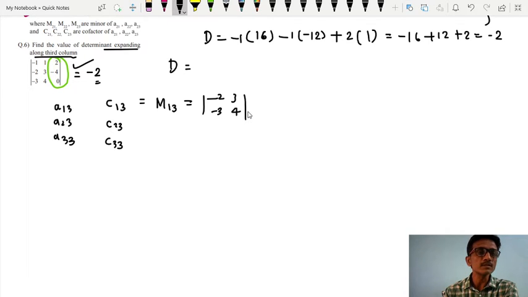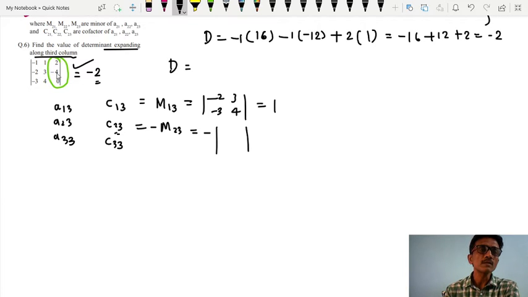So we expand this determinant. What will be the expansion of this determinant? It is minus 8 plus 9, that is 1. Then C23: 2 plus 3 is an odd number, therefore minus M23, so the negative sign will be there. You have to find M23.